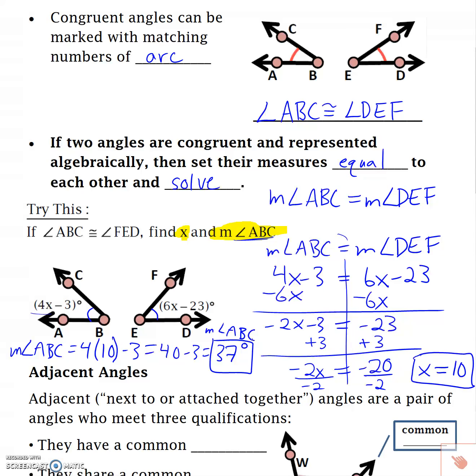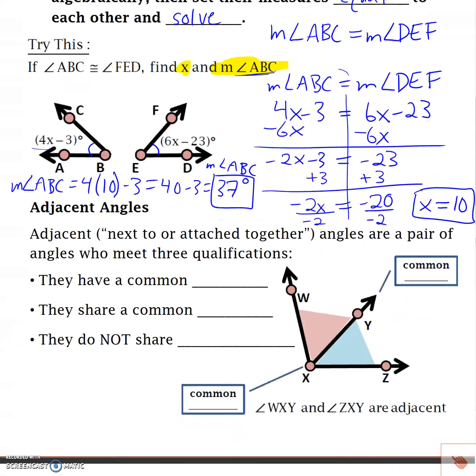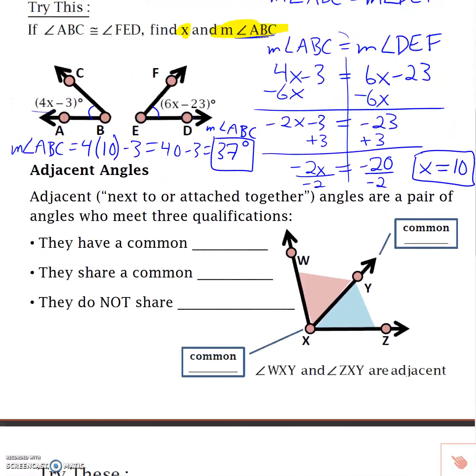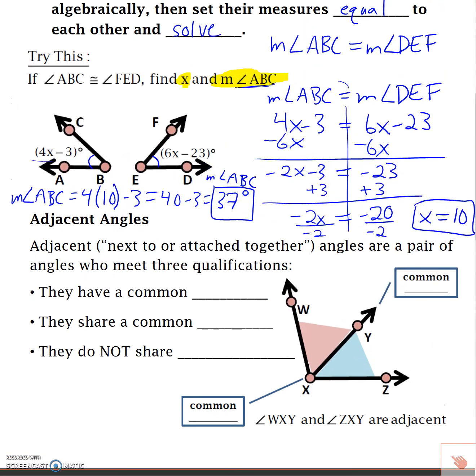The next type of angle relationship we're going to talk about is adjacent angles. Adjacent means next to each other. If you live adjacent to someone, that means you're their next door neighbor. Adjacent angles are a pair of angles, and they have to meet three qualifications. First, they have to share a common vertex. The vertex, remember, is the point where the endpoints of the rays that form the angle meet. Right here, this x is our common endpoint.